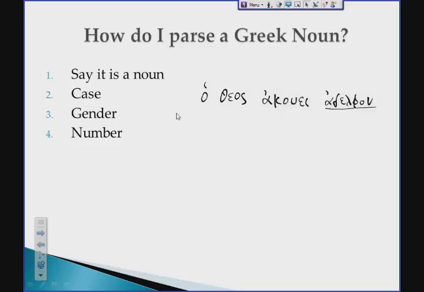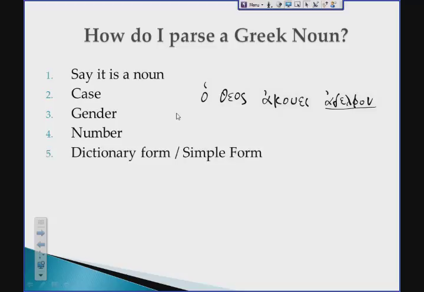Okay? When we talk about case, how many do we have? Quick, how many cases do we have in Greek? Five cases. Name them: nominative, dative, genitive, and vocative. Please, you must be sharp. You must know all those things. Gender, we're talking masculine, feminine, and neuter. And then the number, we talk of singular or plural. So that is how you are going to analyze or parse the noun.